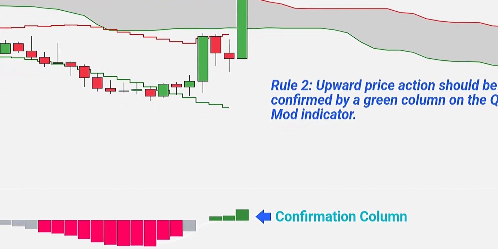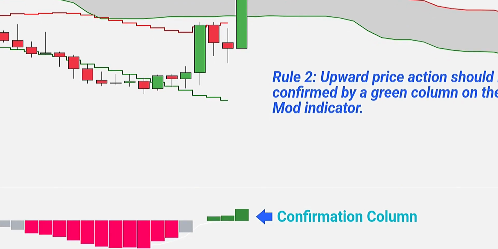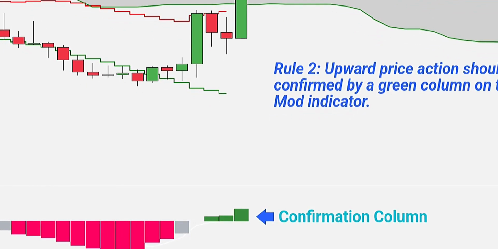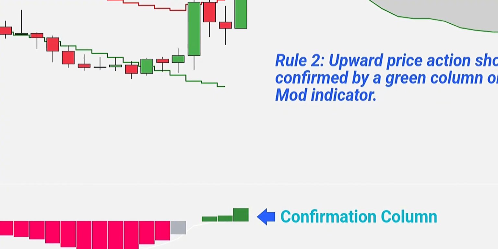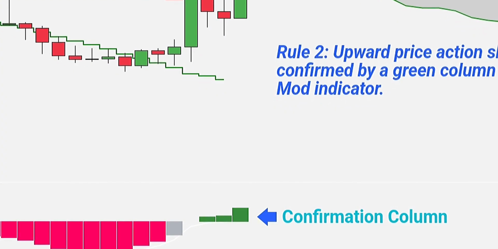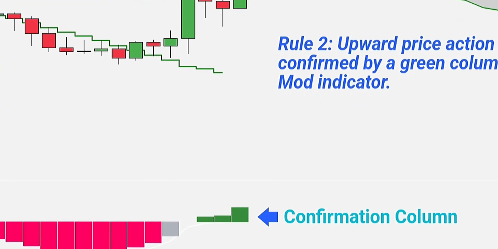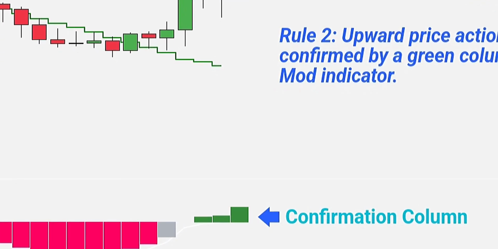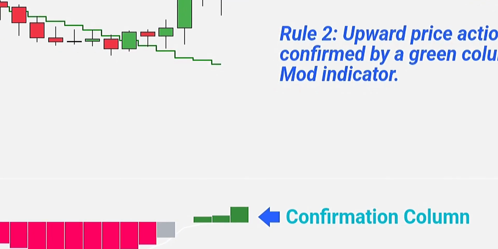After identifying a potential opportunity based on Rule 1, we must further confirm the strength of the upward price action. The presence of a green column on the QQE mod indicator provides additional assurance that the bullish momentum is robust and aligns with our criteria for entering a long position.